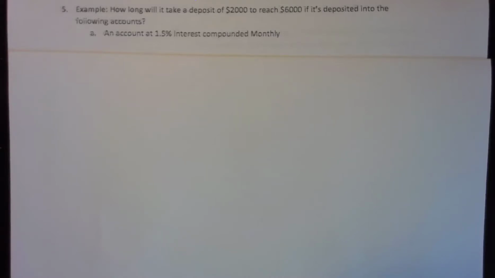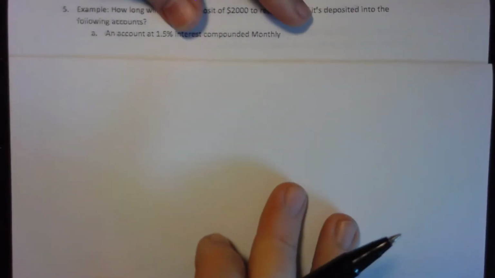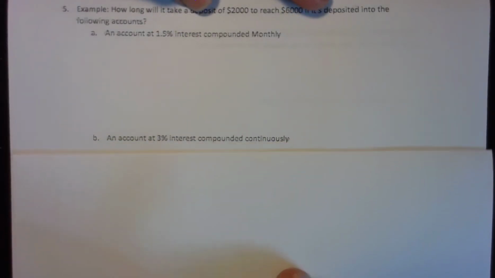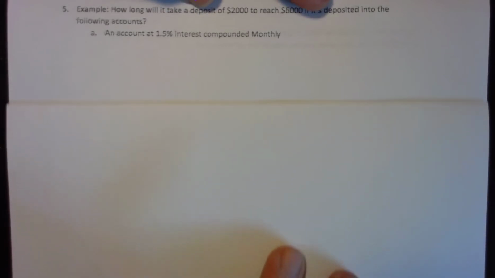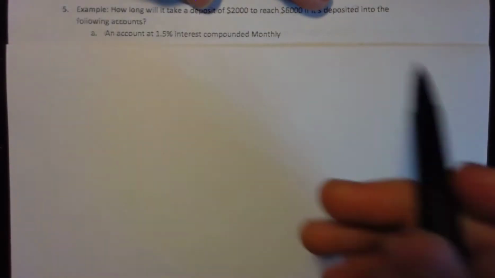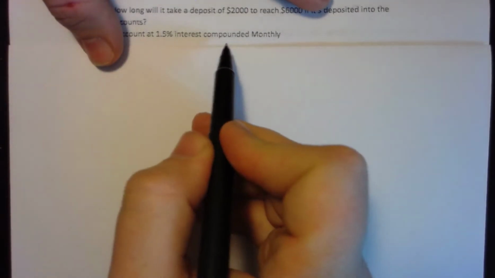In this video, we'll be once again looking at compound interest. This one, however, specifically asks how long it will take to deposit $2,000 to reach $6,000 if it's deposited into the following accounts. We'll be given two different accounts here. And again, logically, we're going to ask which one compounds faster, or which one is better for us to make this investment in. With this first account, you'll notice we have 1.5% interest compounded monthly.